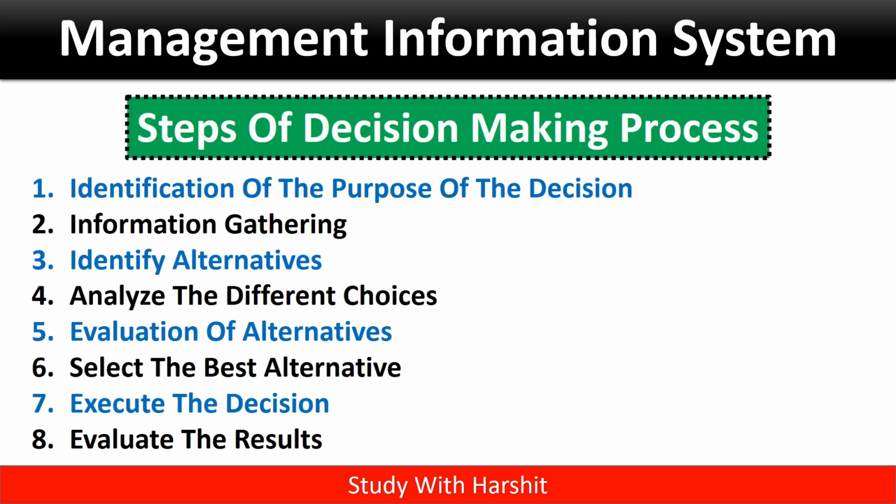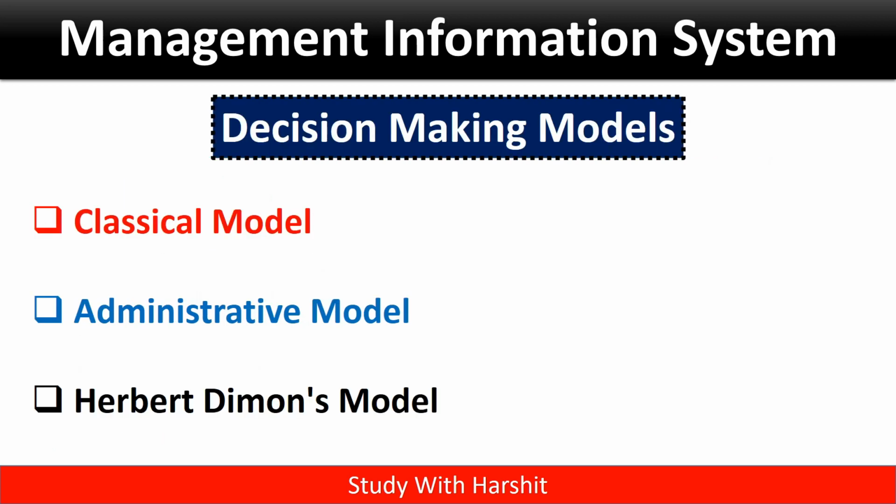Steps of the decision making process: identification of the purpose of the decision, information gathering, identify alternatives, analyze the different choices, evaluation of alternatives, select the best alternative, execute the decision, evaluate the results. Decision making models. There are three models: classical model, administrative model, Herbert Simon's model. Now let's discuss in detail.